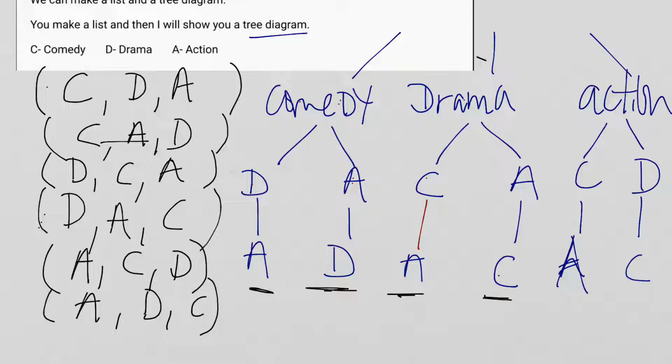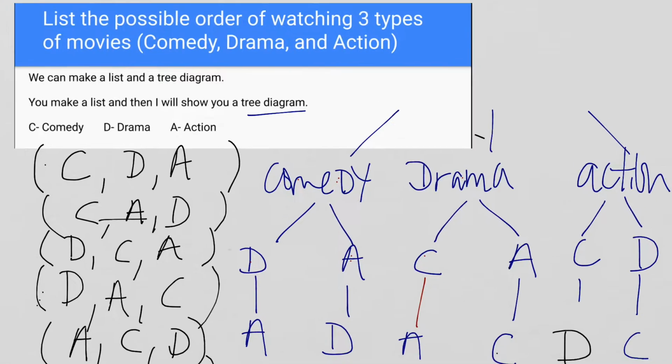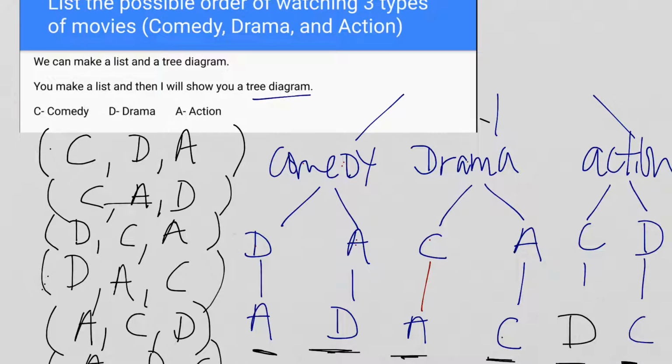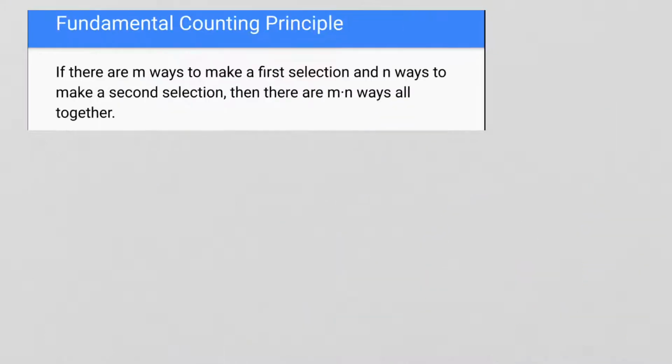And then action, comedy, oops, this should be a D, this thing here. This would be the 5th list in the list, and then this is the last part of the list. So 2 different ways to represent an order of things. One is as a list, and one is as a tree diagram.